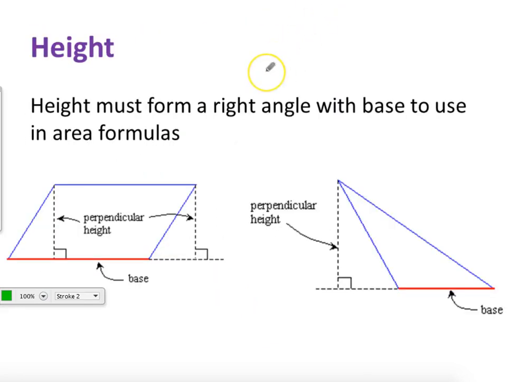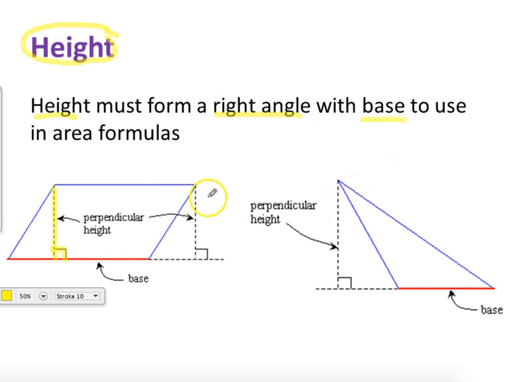So before we learn those formulas to find area, I wanted to go over the term height, because height is involved in finding the areas of triangles and other quadrilaterals. But what's important is that when we measure the height to use to find the areas, we know that the height has to form a right angle with the base.